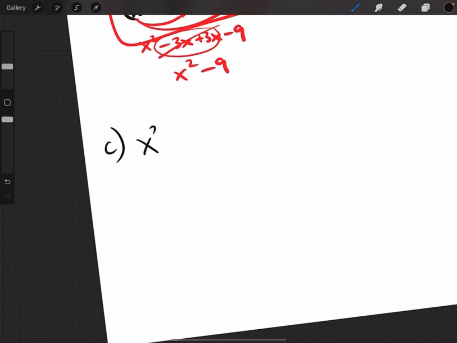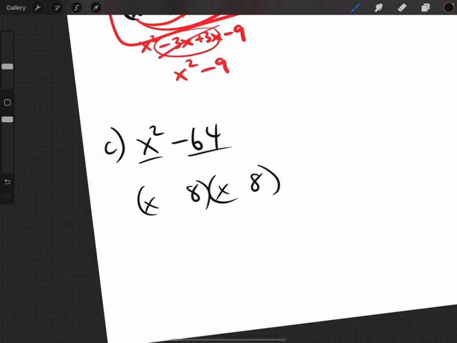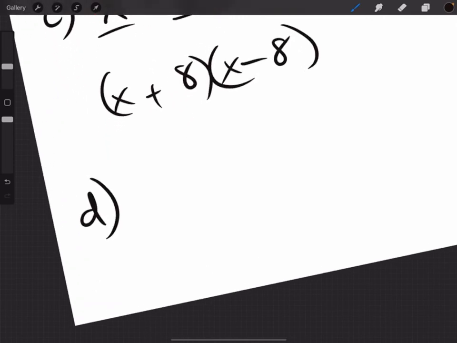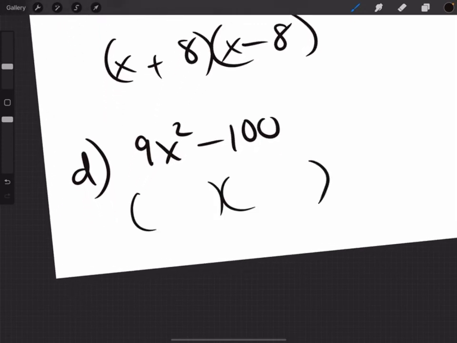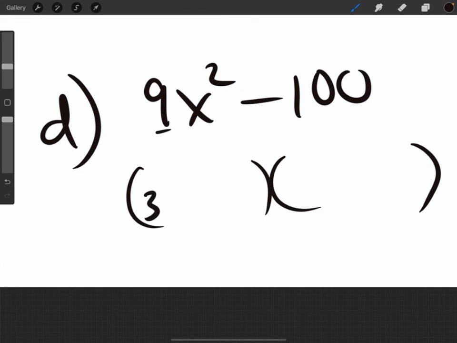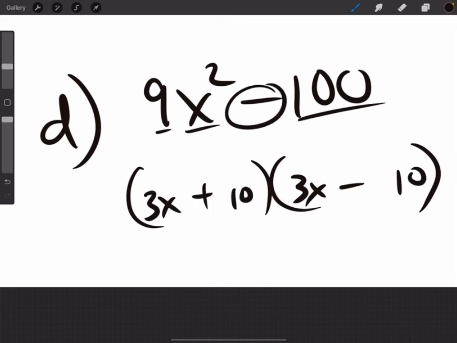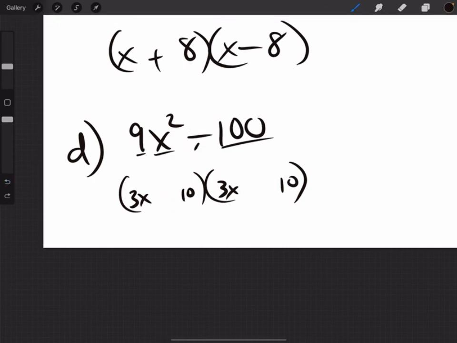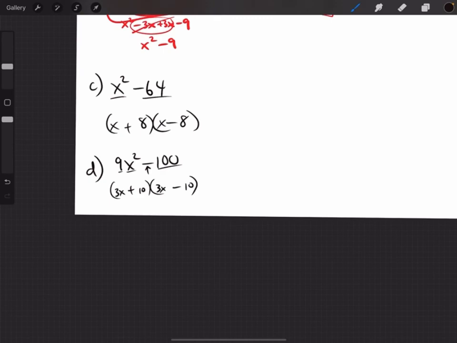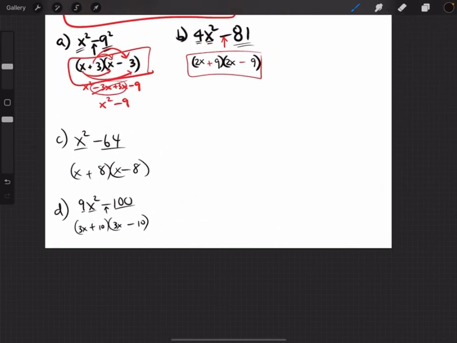C, got x squared minus 64. Let's do this quickly. x and x, 8 and 8. Plus and minus, done. D. Two parentheses. 9, 3 and 3. x squared, x and x. 100, 10 and 10. No middle term, plus and minus. Okay, so that's that. Okay, let's try something else.